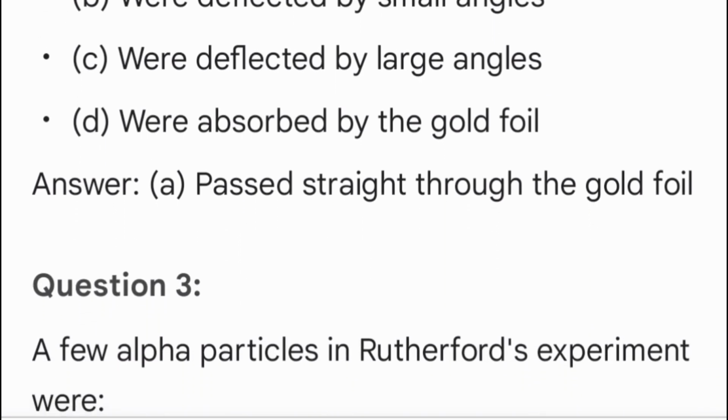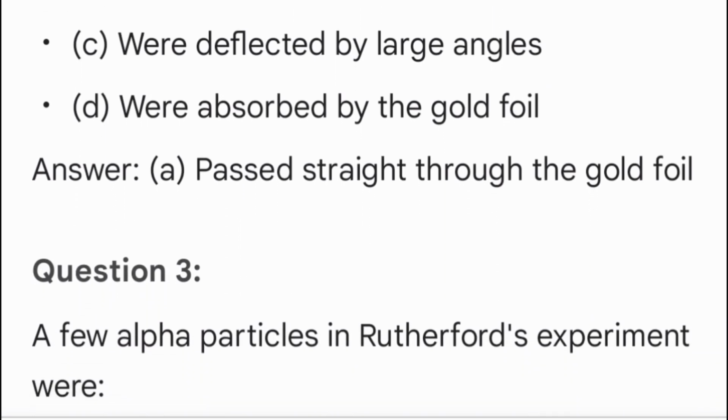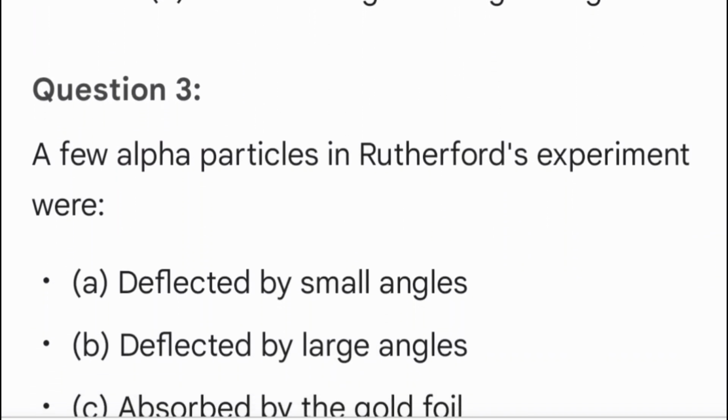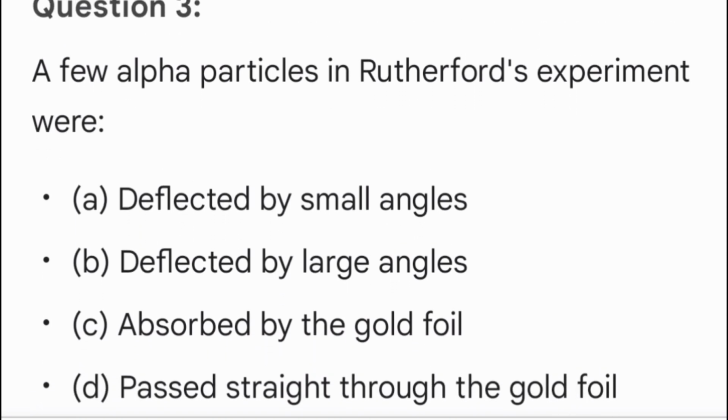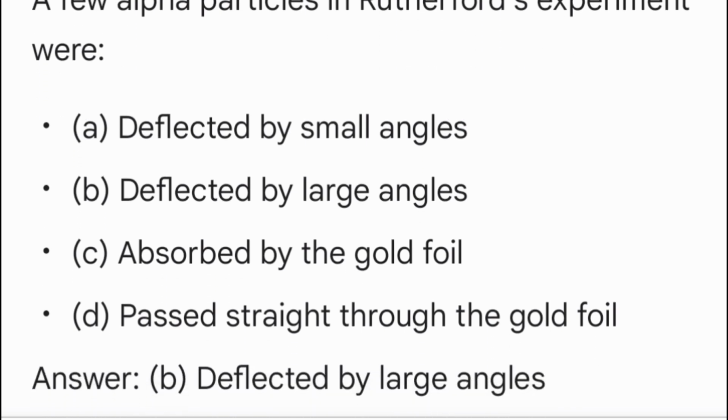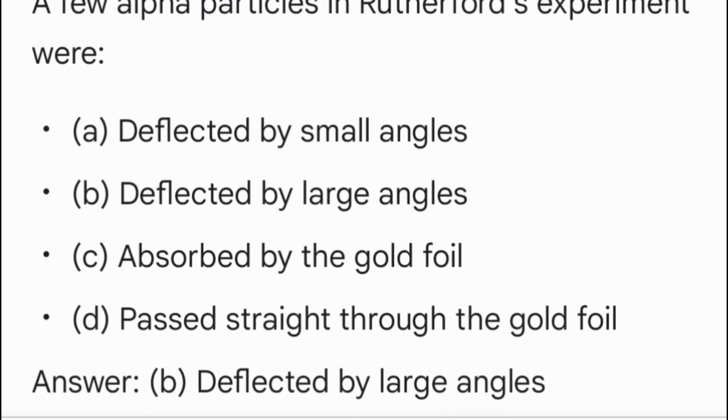Question 3. A few alpha particles in Rutherford's experiment were A. Deflected by small angles, B. Deflected by large angles, C. Absorbed by the gold foil, D. Passed straight through the gold foil. Answer: B. Deflected by large angles.